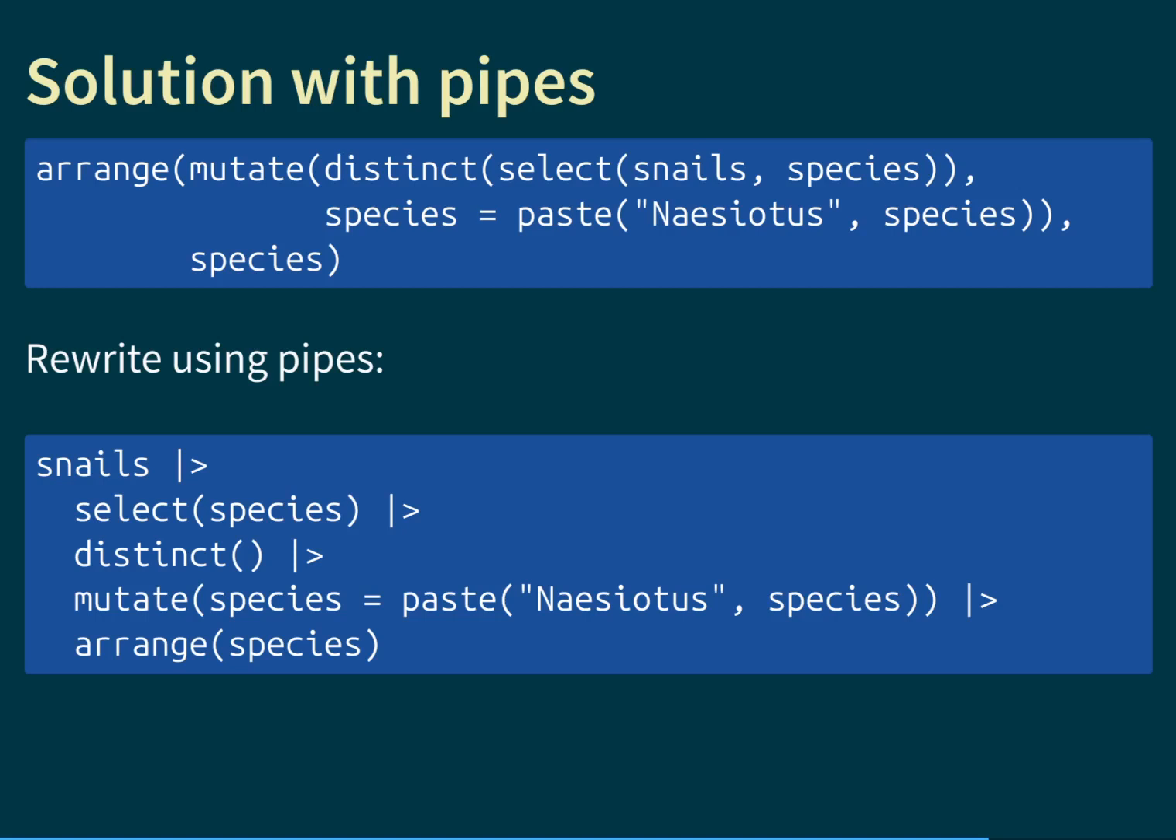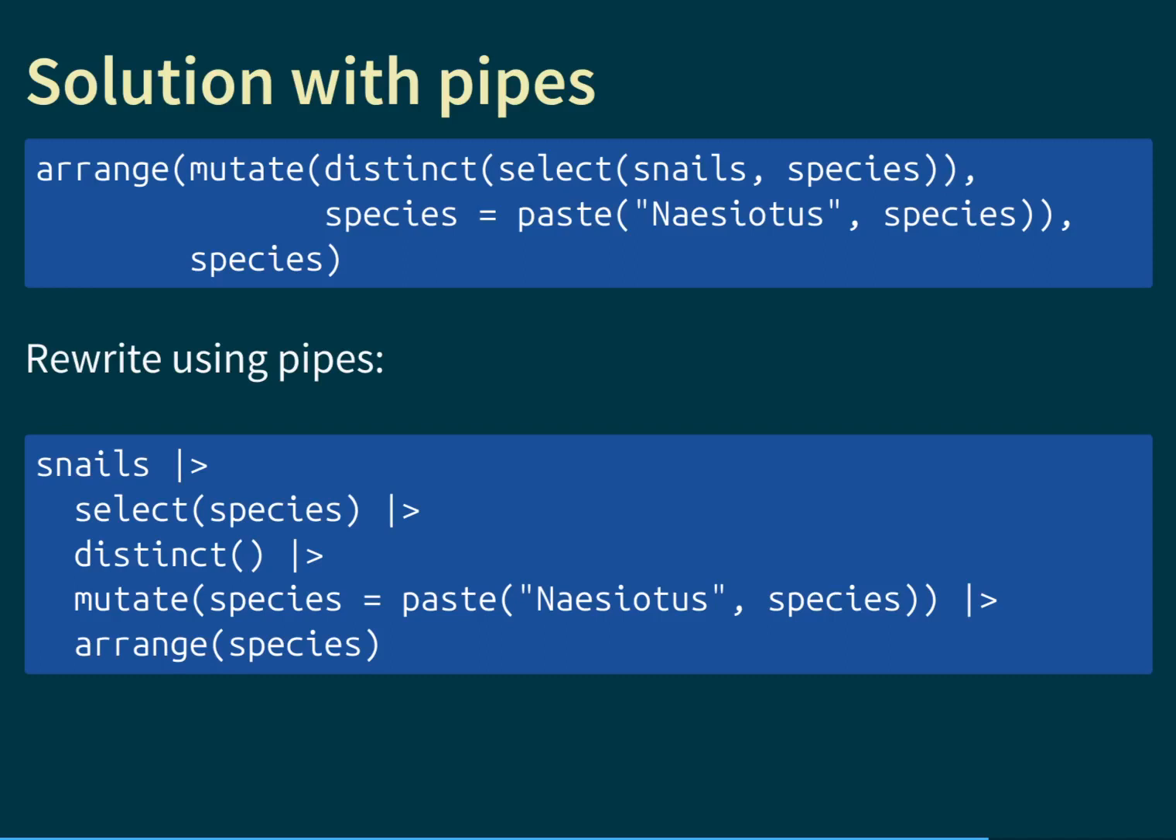Then we redefine the species column by putting the word Nasiotus in front of every species name, and finally we pipe that into the arrange function to arrange the rows in alphabetical order. So please do notice just how delightfully simple and transparent this program became, especially if you compare it to that mess that's at the top of the slide, which is completely equivalent to the piped form.